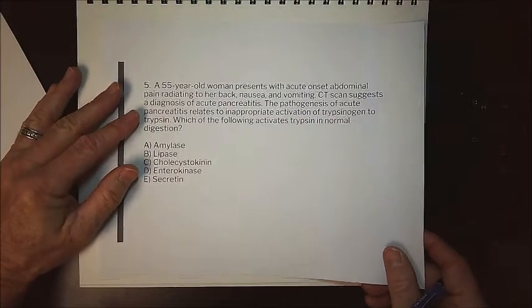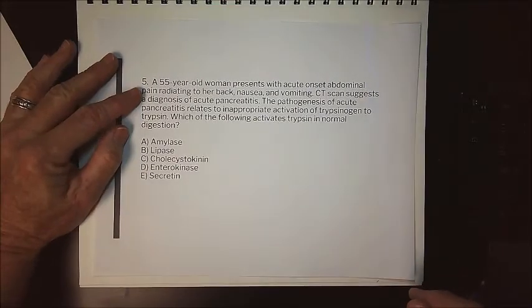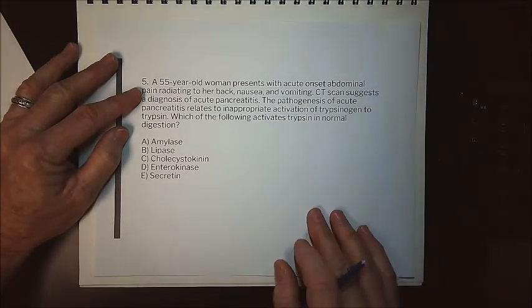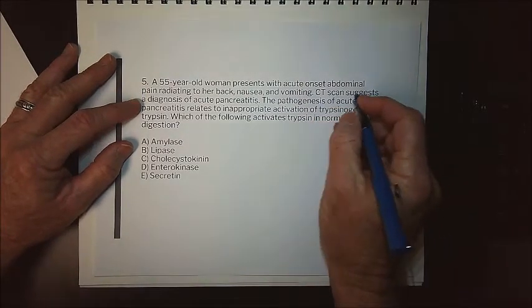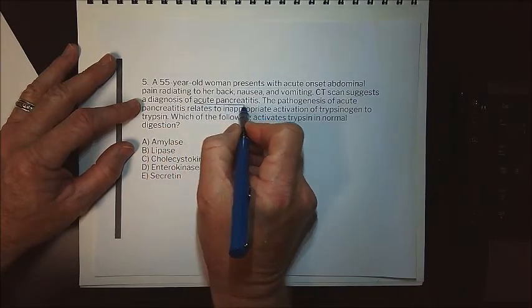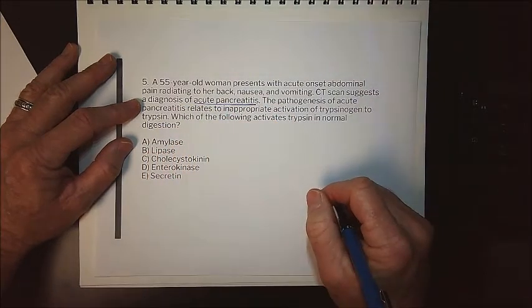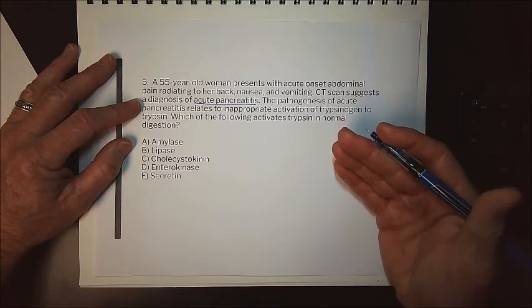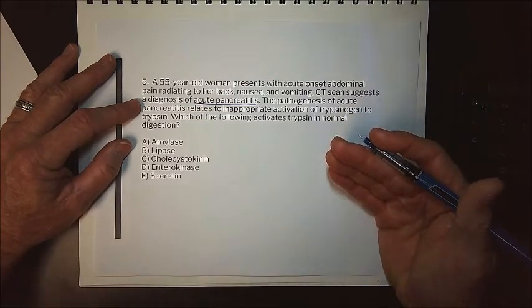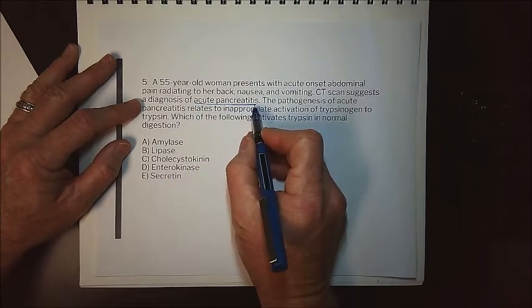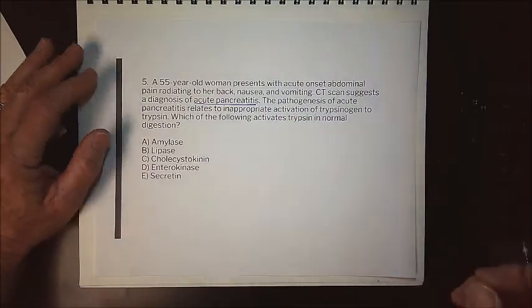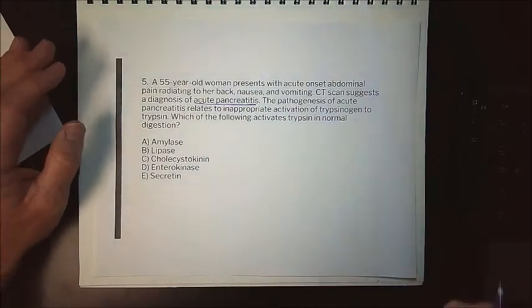Okay, next question. We have here a 55-year-old woman who presents with acute onset abdominal pain radiating to her back, nausea, and vomiting. Wow, this is pretty serious. CT scans suggest a diagnosis of acute pancreatitis. Okay, so now we know what the pancreas is going to do. This is going to be secreting our digestive enzymes under normal conditions. So if we have acute pancreatitis, that typically means that the pancreas is not performing its normal function of secretion.